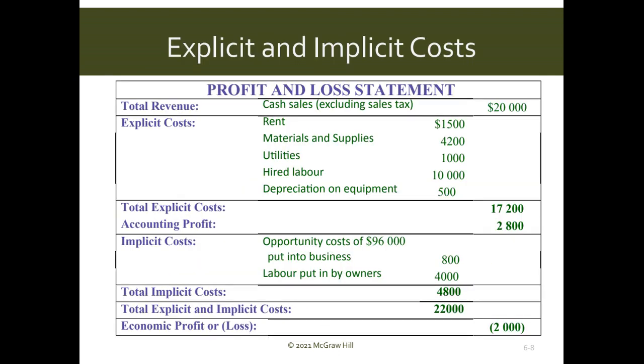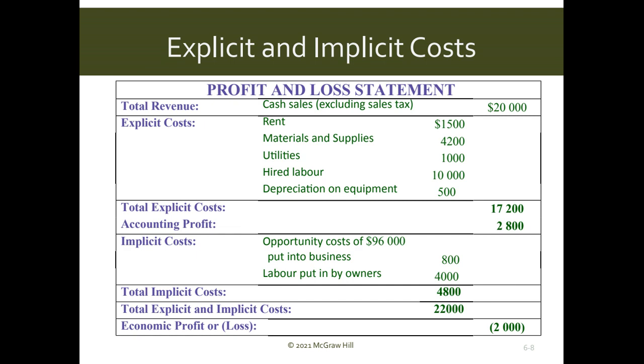So you can see from this slide, total revenue, cash sales excluding sales tax, is $20,000. This is the revenue that the firm is receiving. Explicit cost means out-of-pocket expenses, for example, rent, materials and supplies, utilities, hired labor, depreciation on equipment. So these are all different types of expenditures. When you add all these expenditures, this is called total explicit costs, which is 17,200.